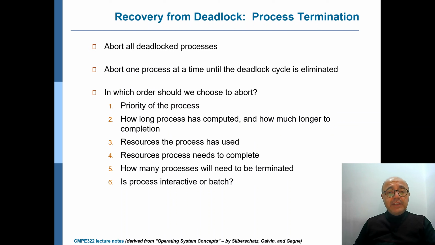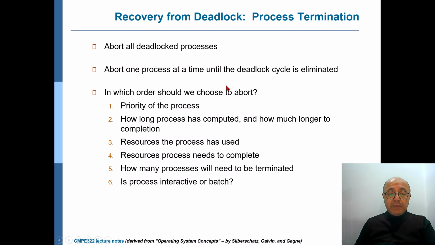When you detect a deadlock, you can try to abort all the deadlocked processes, but this will be very costly. A better solution would be to abort only one process, and as I said, try to pick the one that's in more than one cycle if possible, until all of the cycles are eliminated.